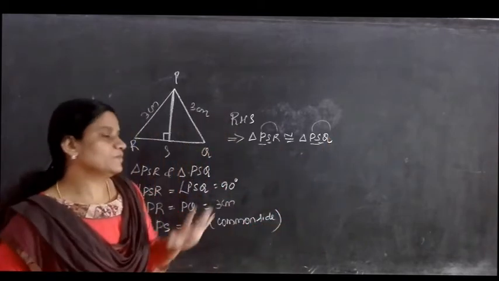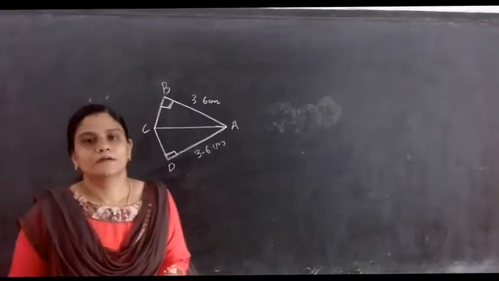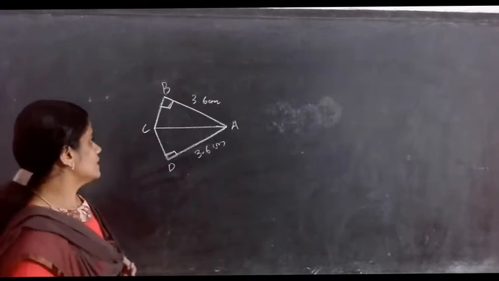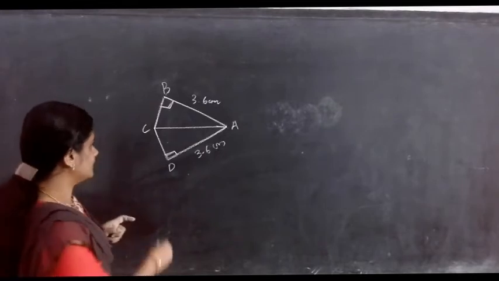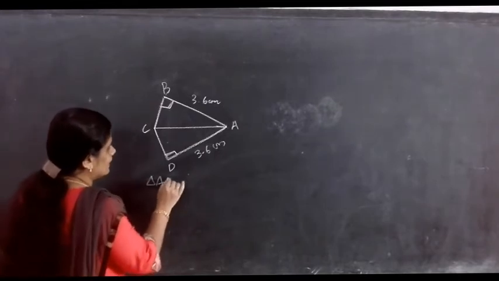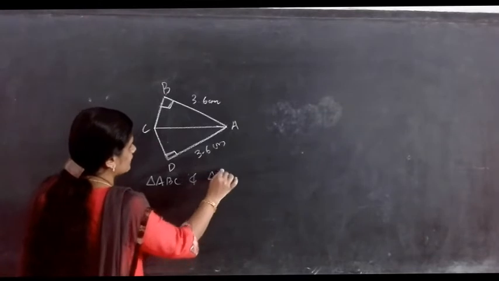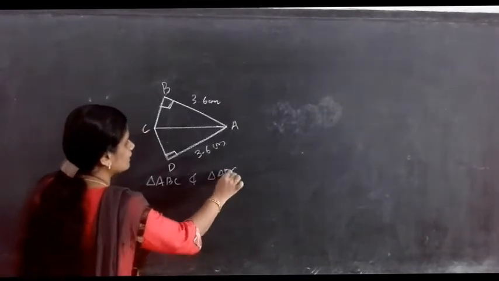That's it. So the naming is correct. Now let us see one more question. So this is the triangle given to us. So we have to check whether triangle ABC and triangle ADC are congruent.